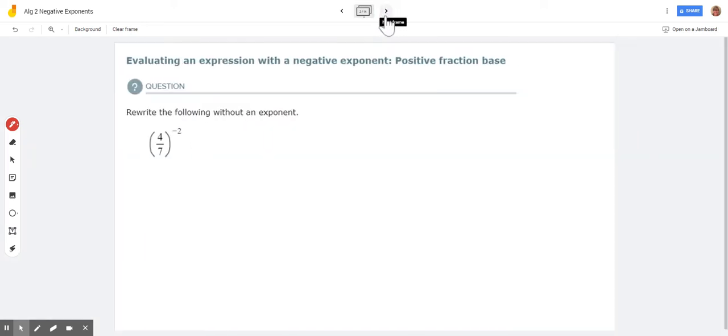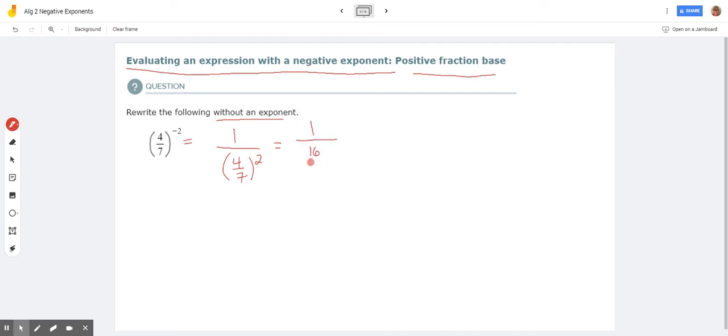Okay, let's take a look. Okay, take a look at this one. It says evaluating an expression with a negative exponent, positive fraction base. Okay, so it says without an exponent. It means you're supposed to get to numbers. Okay, definition of negative. A little more complex, right? It's 1 over 4/7 squared. So that would be 1 over 16/49, because 4 times 4 is 16, 7 times 7 is 49.